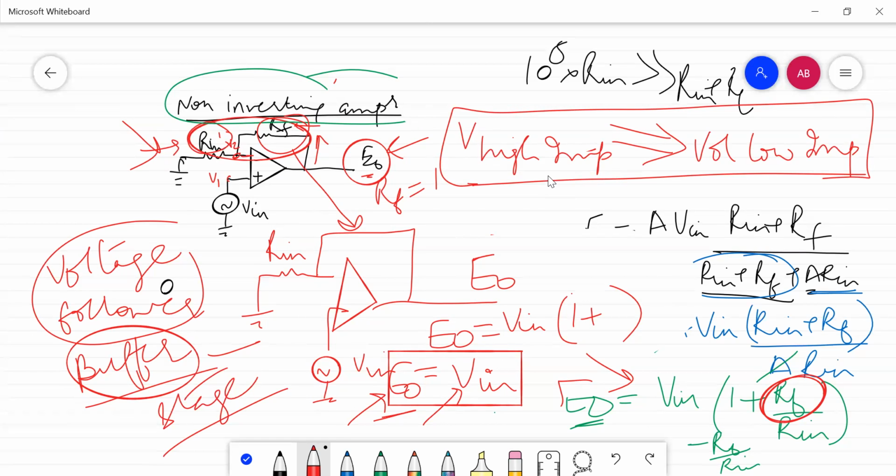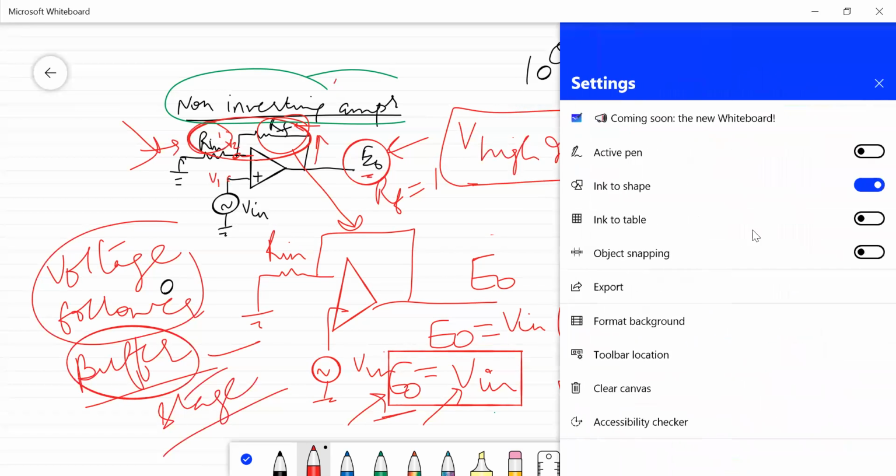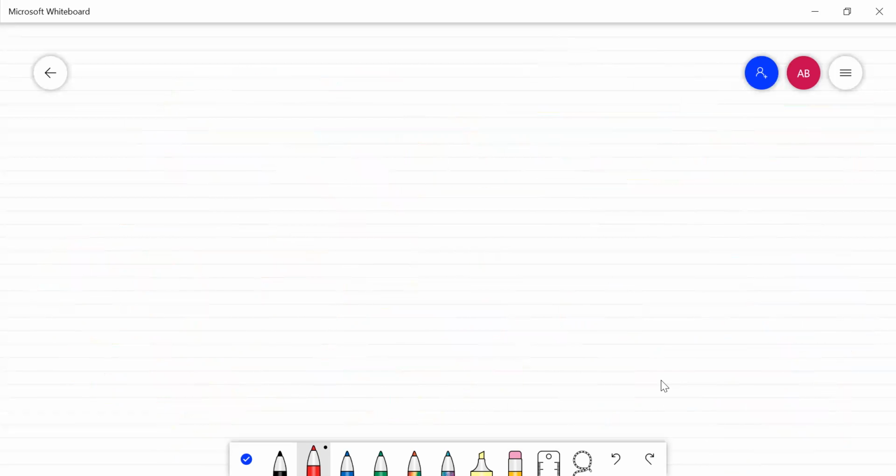So now we come finally to the instrumentation amplifier, because the instrumentation amplifier uses operational amplifiers. The main things about the instrumentation amplifier that you should know, I'm just going to summarize here.